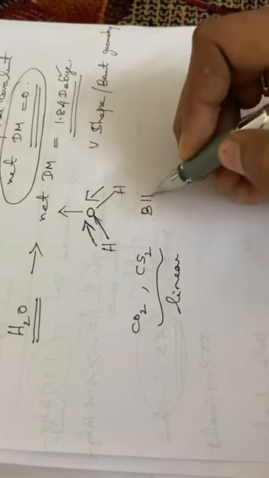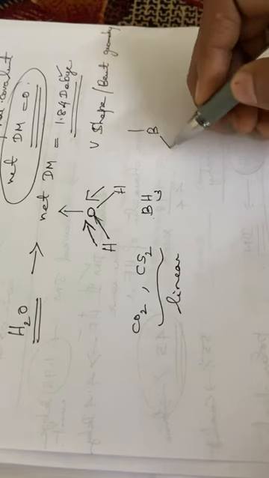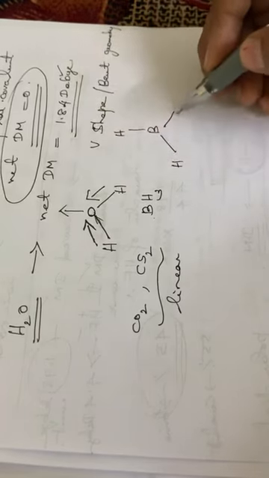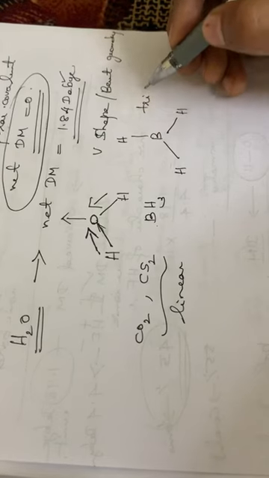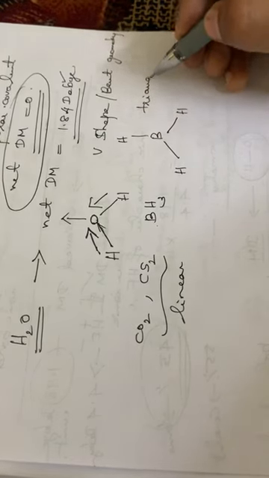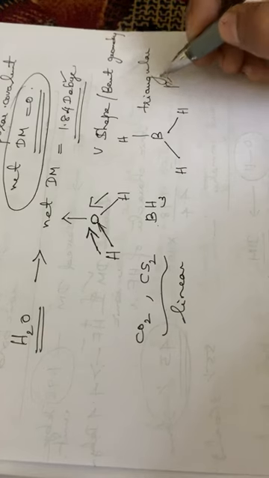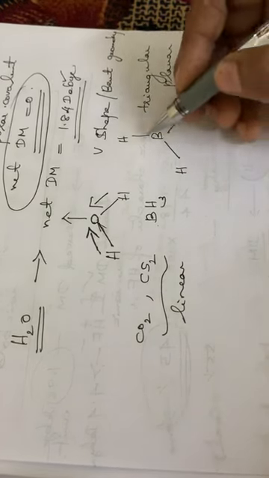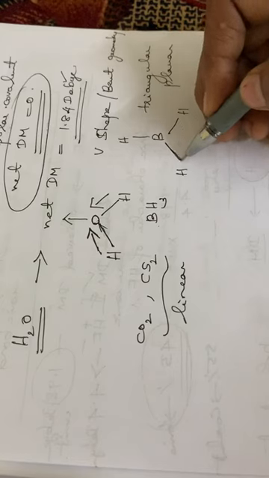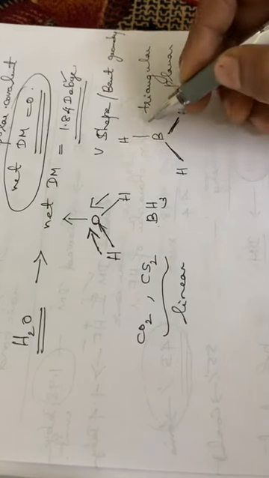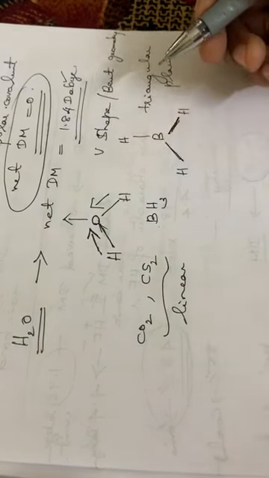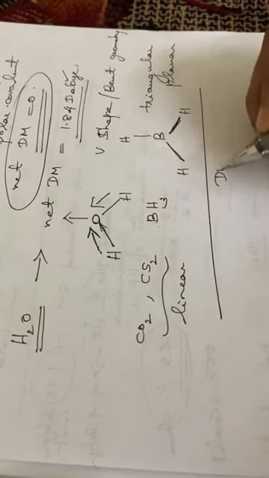Then for BH3, the geometry of that particular molecule will be like this: B, H, H. That means it has a triangular planar, or trigonal planar, geometry. So what happens here also is that the dipole moment of each BH bond will be cancelled by the others. Therefore the dipole moment of these molecules will be 0. So this explanation is based on the geometry of the molecules.